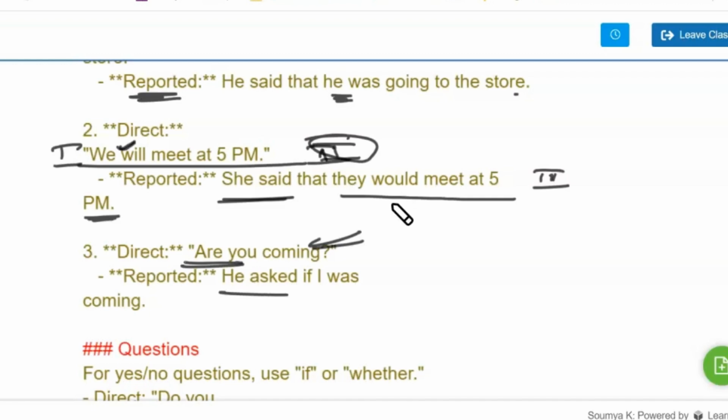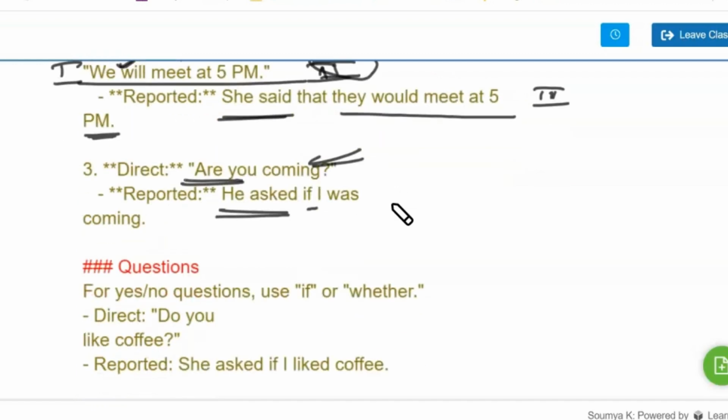It will be like, he asked if I was coming. You have to convert accordingly. What is the word? Here a question is being asked, that's why it is asked. At that time it was a basic sentence, so that is why it was said or told, like that.